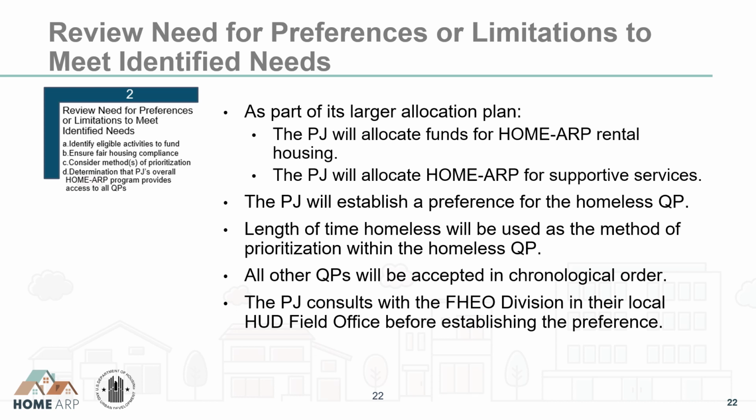The PJ will establish a preference for the homeless QP. The length of time homeless is used as a method of prioritization within the homeless QP. All other QPs will be accepted in chronological order. The PJ consults with the FHEO division in their local HUD field office before establishing the preference, and FHEO confirms that the preference does not violate fair housing or civil rights laws.